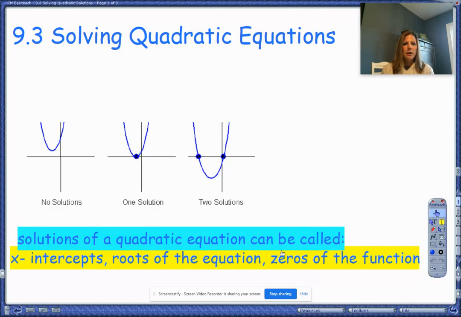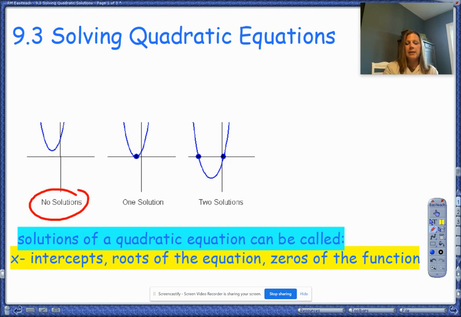Okay, today we're going to work on 9.3, solving quadratic equations. When we graph a parabola, we sometimes do not go through the x-axis. If my parabola does not go through the x-axis, I have no solution.